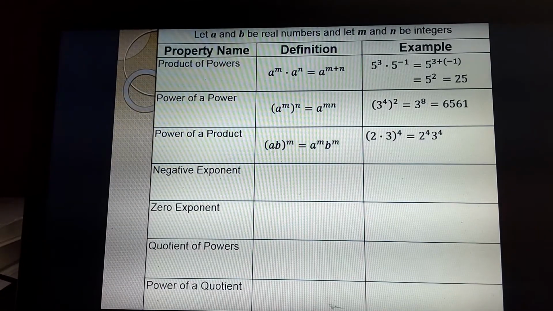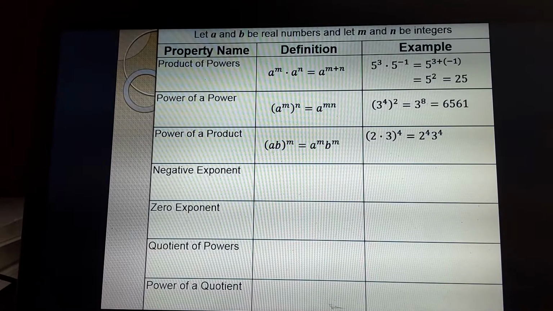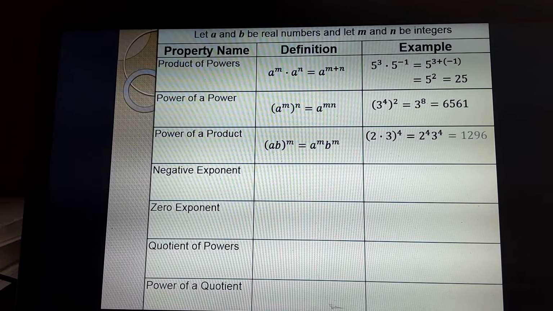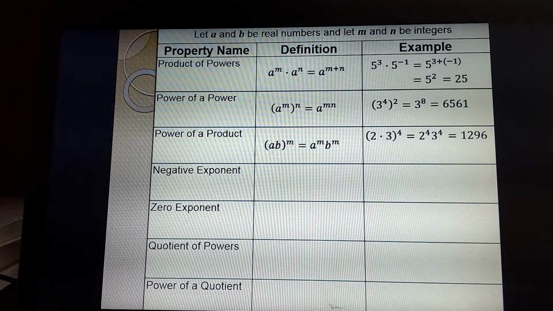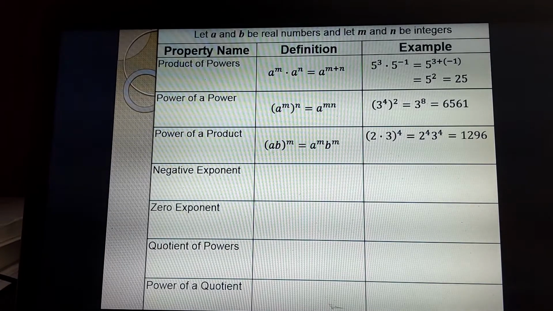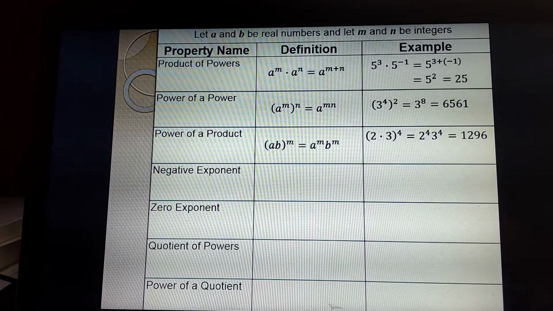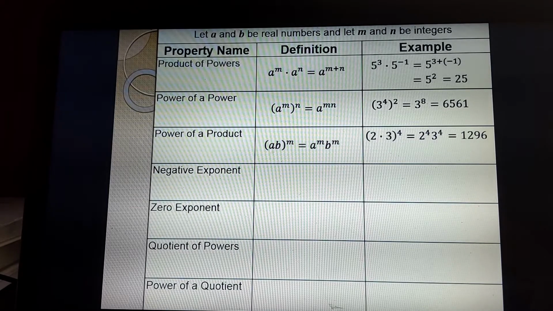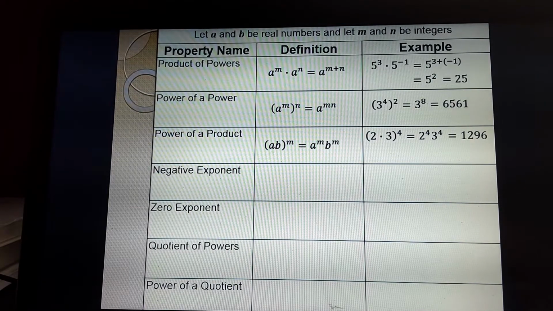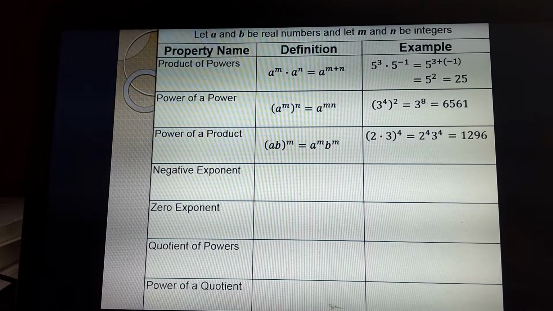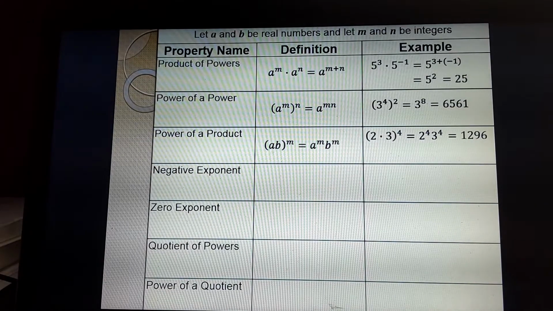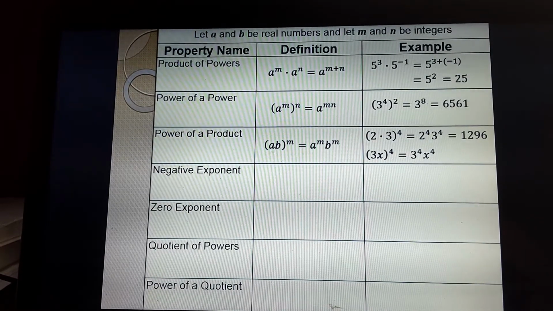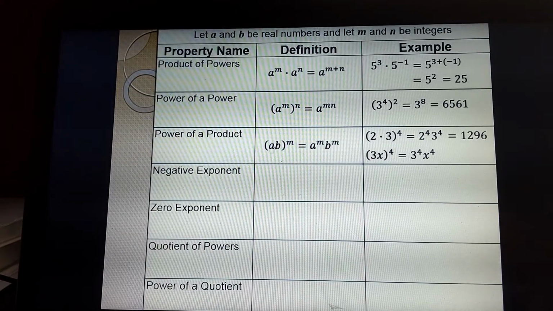Okay, so numerically it might look like this. 2 times 3 to the 4th is the same thing as 2 to the 4th times 3 to the 4th. You put that in the calculator, you get 1,296. Now you could also do inside parentheses, do the 2 times 3 and get 6. And then you would have 6 to the 4th. If you put 6 to the 4th in calculator, you're also going to get 1,296. Okay? Because you're not really normally going to see a problem like this with two numbers. What you're normally going to see is like one number and a letter or more letters.